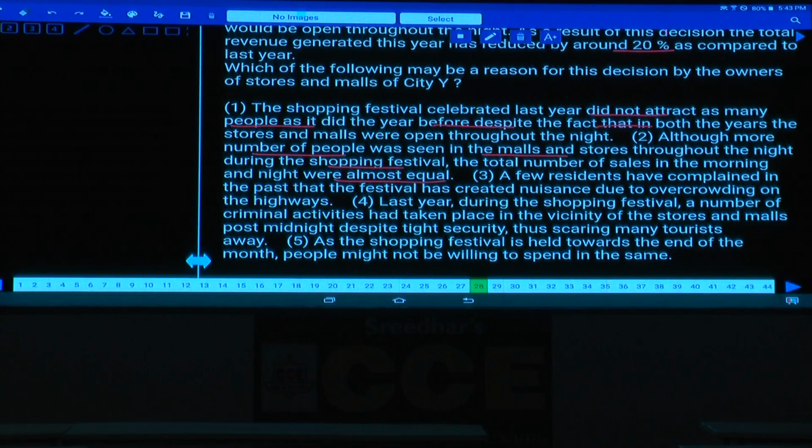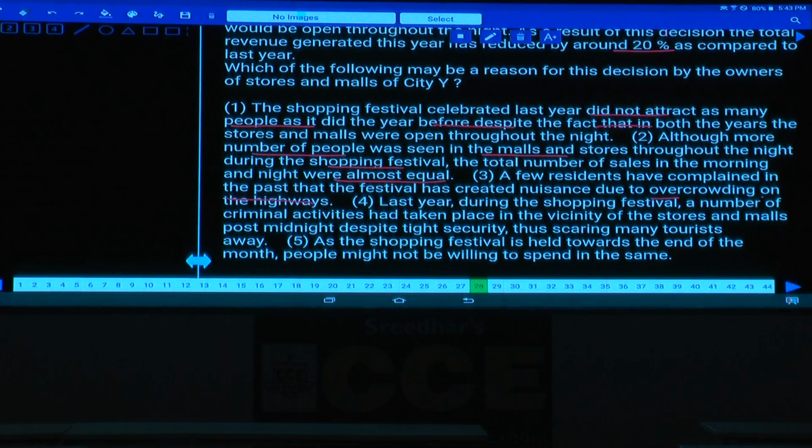And the third one: few residents have complained in the past that the festival has created nuisance due to overcrowding. Yes, it is fine. But whereas on the highways, here in this one, the highways and this one are not completely related to each other. In the vicinity of the shopping mall, then we can agree. But here he is talking about somewhere the highways, and how far this is from the highways is not clearly known.